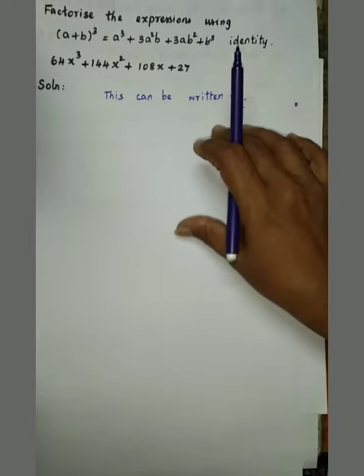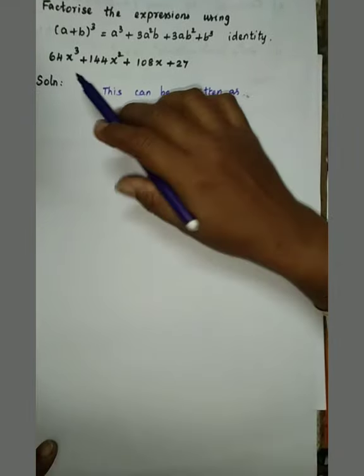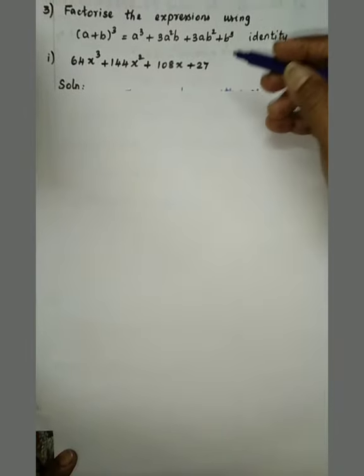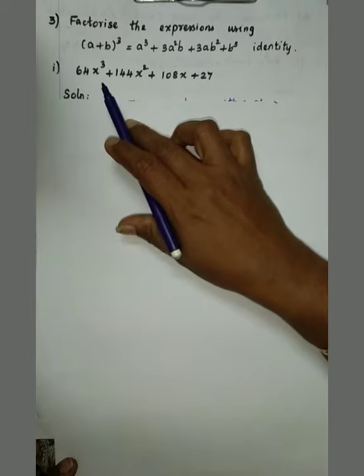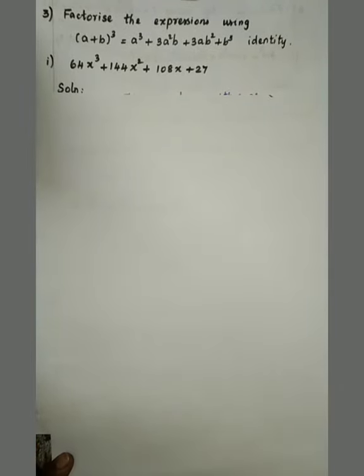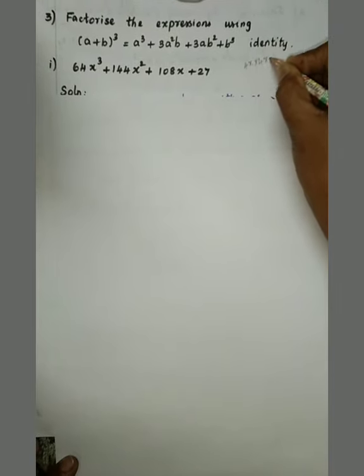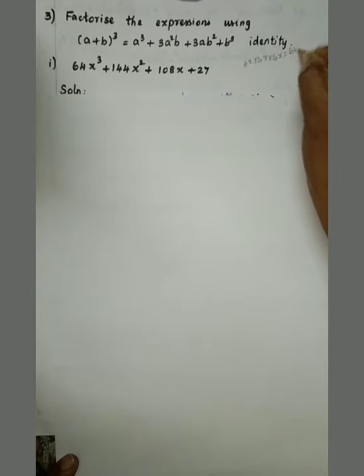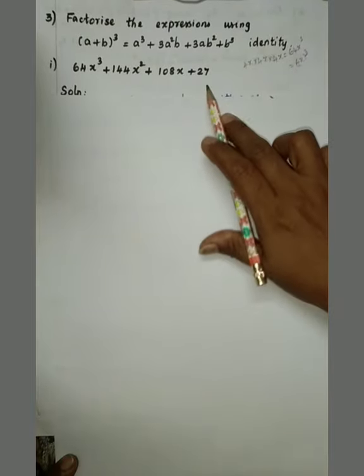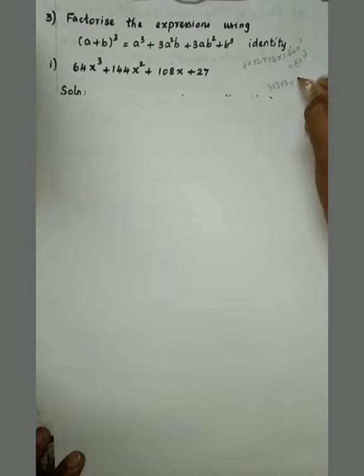So here this can be written as 64. When you are using the identity, you can check the first and the last term of the expression. So here 64x cube. The 64 is a cube of 4. So 4x into 4x into 4x equal to 64x cube. So the 64x cube can be written as (4x) the whole power 3. It's a cube number. Then 27, already you know, 3 into 3 into 3 is 27. This can be written as 3 cube.